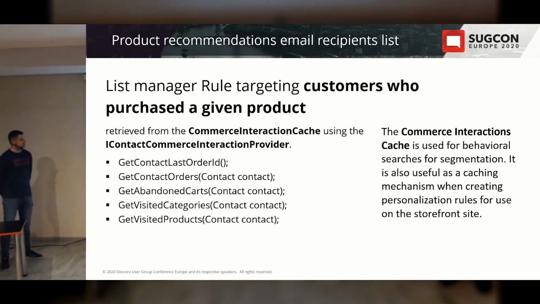The rule makes use of the contact commerce interaction provider, which you can also use if you're building your custom rules, and let's say you want to use abandoned carts as part of your rule logic. This provider will let you quickly get access to the contact's abandoned carts. You can also quickly get access to contact orders, so you can build a number of different rules for segmentation purposes based on this commerce interaction cache facet introduced in Sitecore Commerce 9.3.